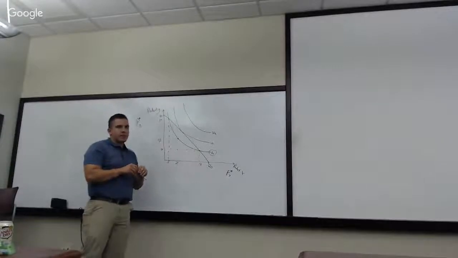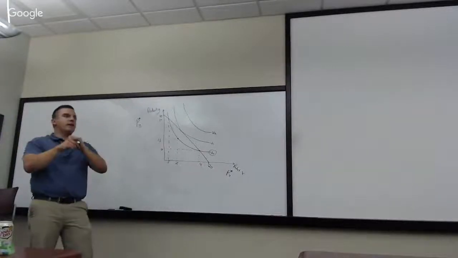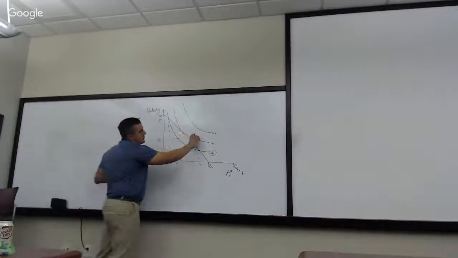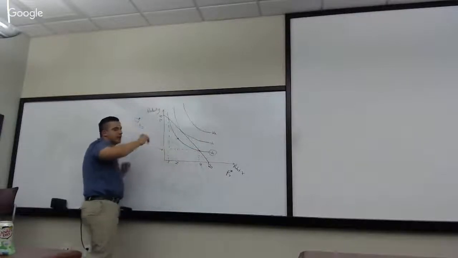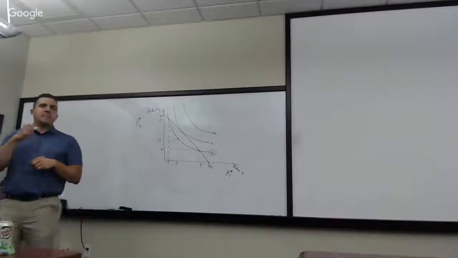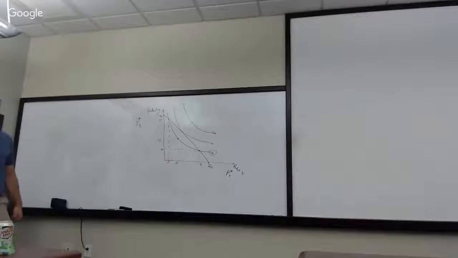Say that again, that point is the highest? So the point where your indifference curve is touching your income constraint, that's the maximum amount of utility you can get for that given income. And so that's a person who's maximizing their utility or optimizing their utility.